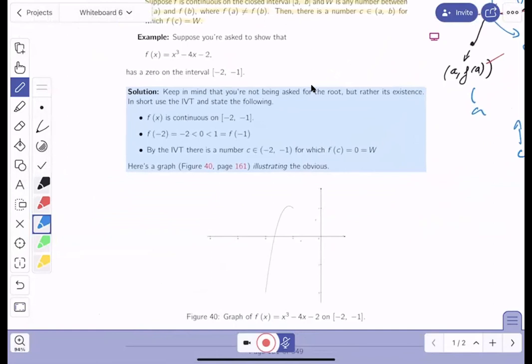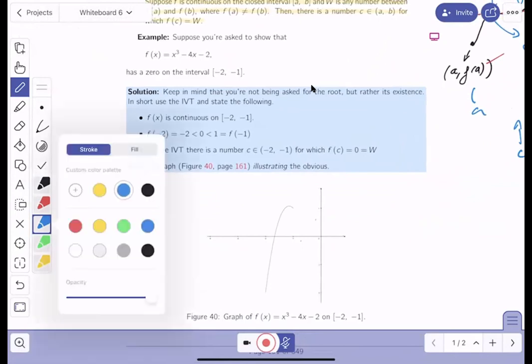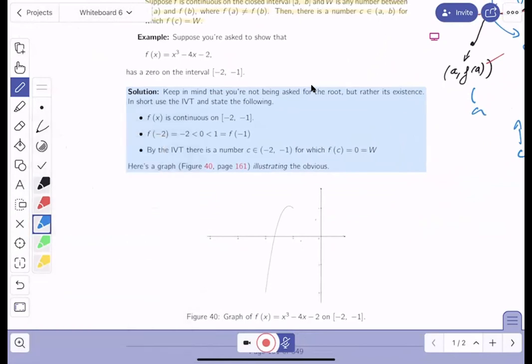All right. Let's take a look at an example. It says, let's suppose you're asked to show that this has a zero. So really what the question over here is, this is like a 119 question. They're asking you to show that there's a zero to the problem on that interval. So let's write this down. So f of some number, I have no idea what that number is, would equal zero.